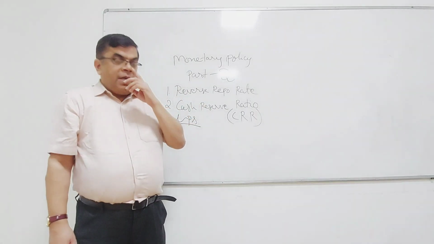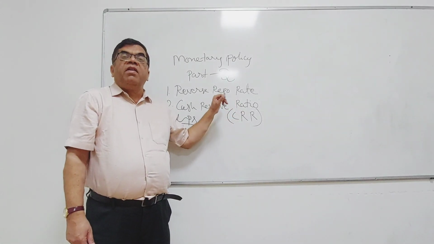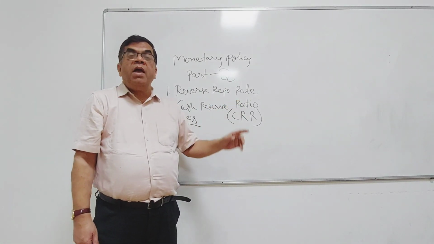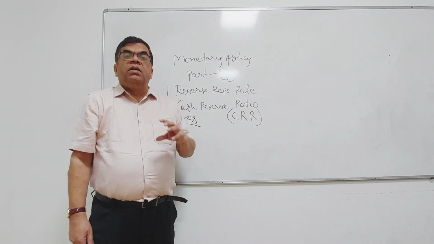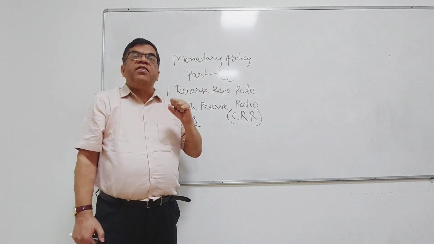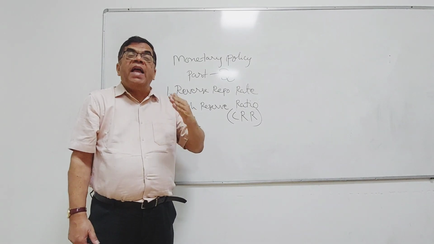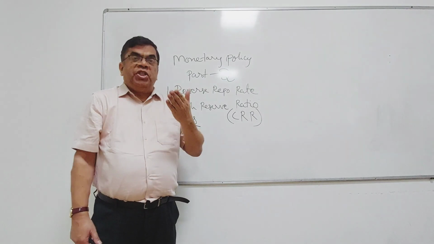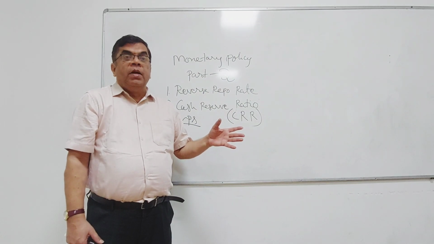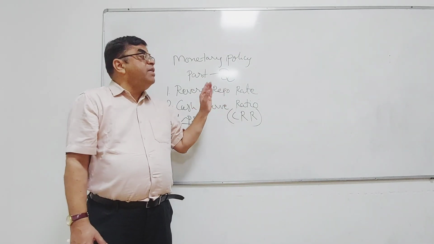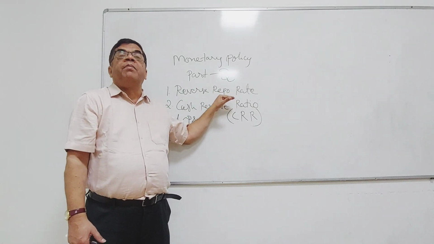Now, continuing with that, another very important tool is reverse repo rate. Reverse repo rate is the rate at which RBI borrows from commercial banks. This is done to absorb excess liquidity that commercial banks may have. RBI offers a higher interest rate to commercial banks to keep some amount with RBI. So the rate at which this is done is reverse repo rate, the rate at which RBI borrows from commercial banks.